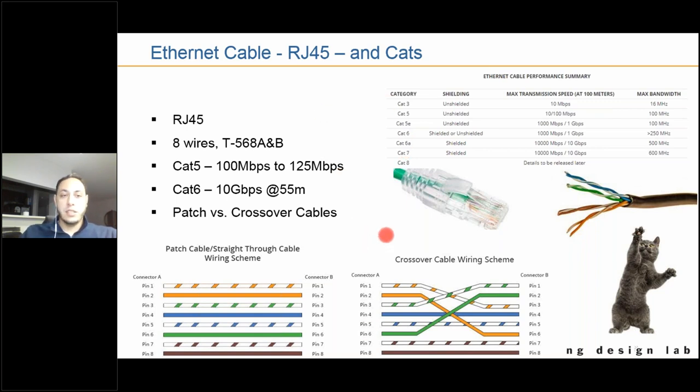So what's the deal with patch versus crossover cables? A patch cable, often called straight through, means it doesn't change or swap any communication along the way. It's direct communication. The crossover, as the name implies, changes the transmission and receiving cables or pins on this cable. So when do we want to use which? You want to use a crossover cable when you're connecting two devices of the same type, like a PC to a PC, a switch to a switch, a fixture to a fixture. And you want to use a patch or straight through cable when you're connecting devices that are different.